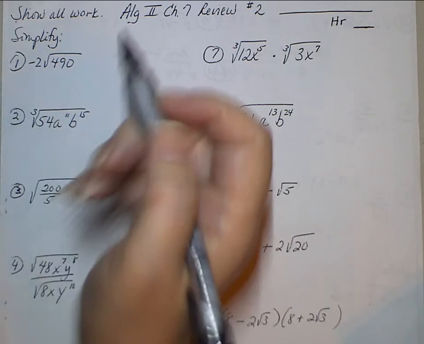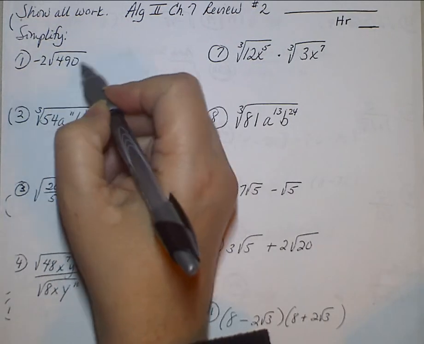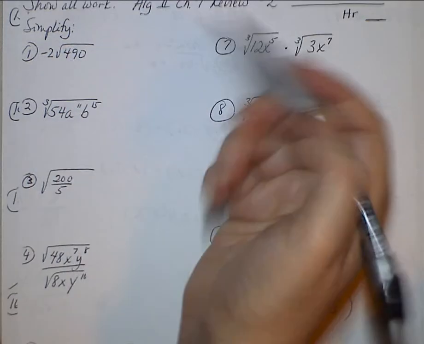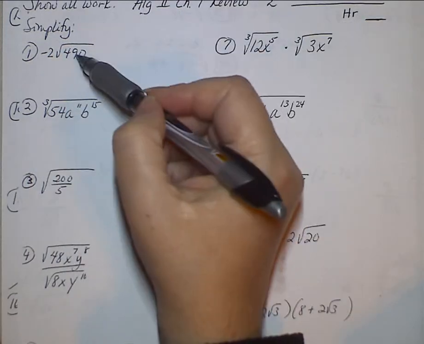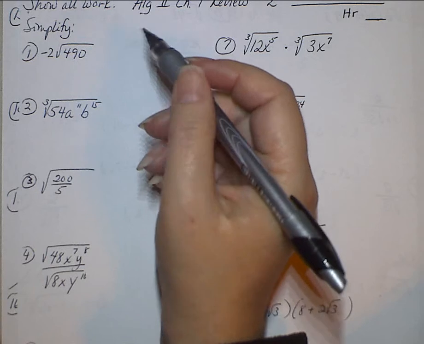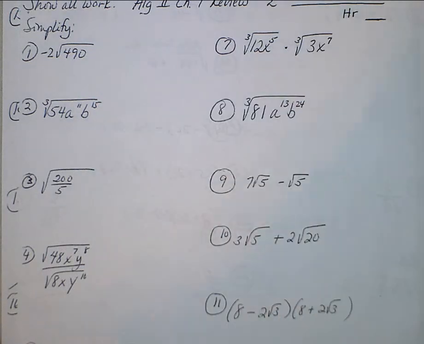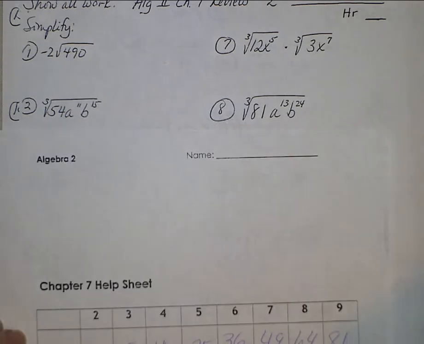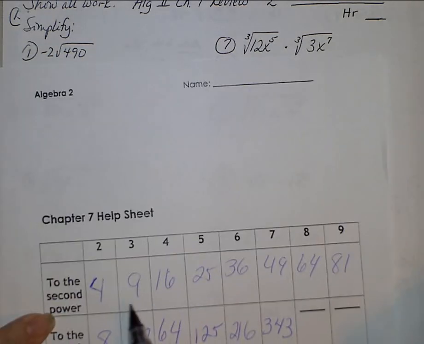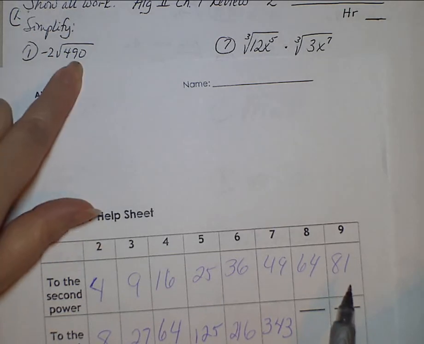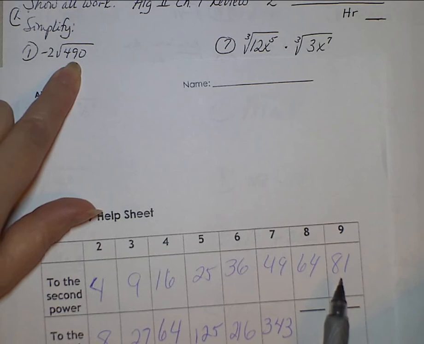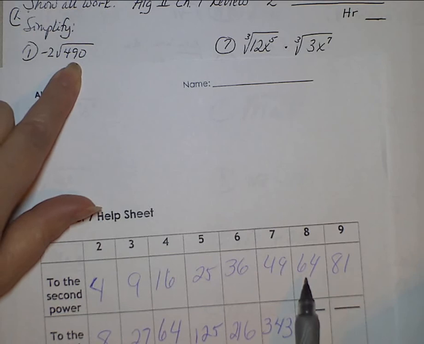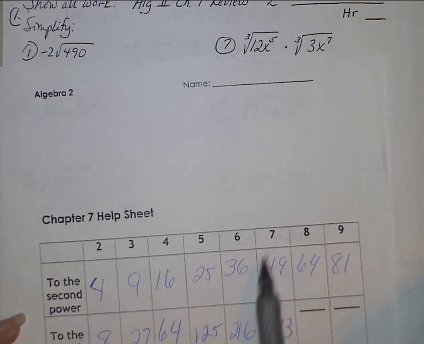Alright, so the first thing you have to do is always find your perfects. What perfect goes into 490? So you want to get your perfects sheet, and we're doing square roots. So what square root right here goes into 490? If you don't know, take 490 divided by 81, 64, 49, and so forth down. Hopefully you see that 49 goes into it.